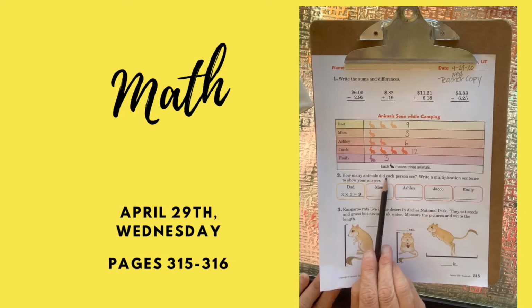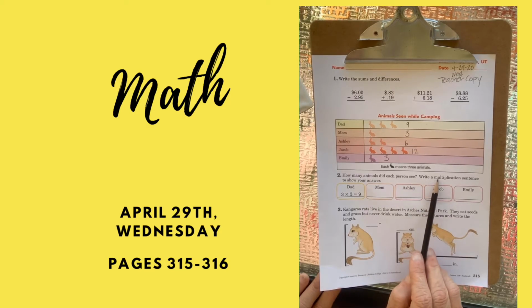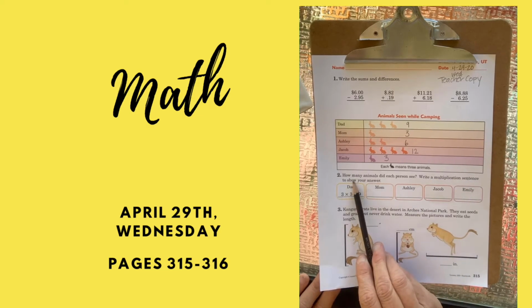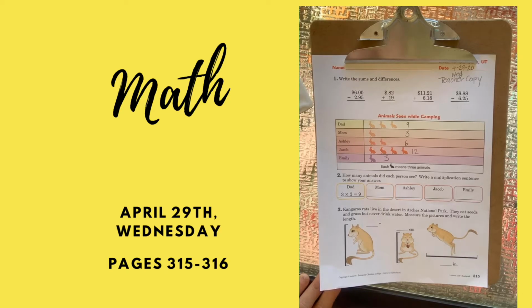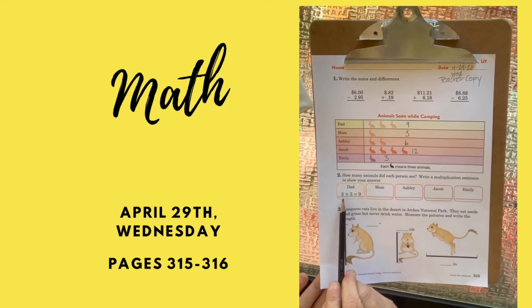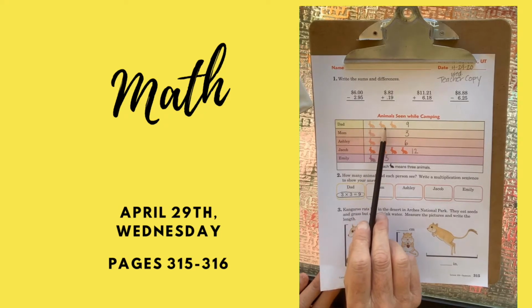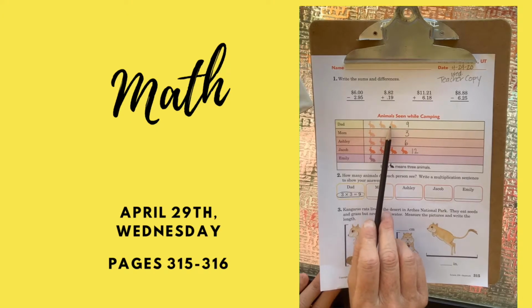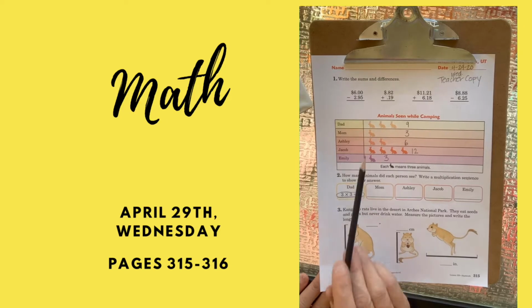How many animals did each person see? Write a multiplication sentence to show your answer. Okay, so this is tricky because you might not understand this, but it's really not hard. Like Dad, he saw 3 groups of the rabbits, right? So 3 times 3 is 9.